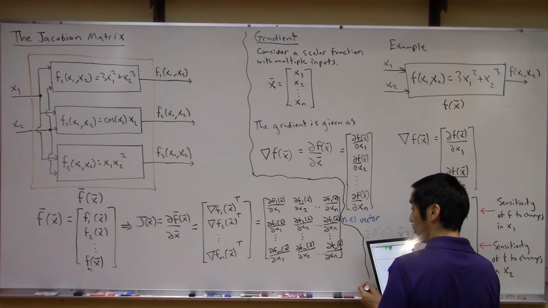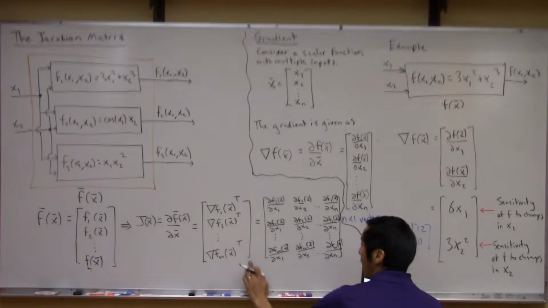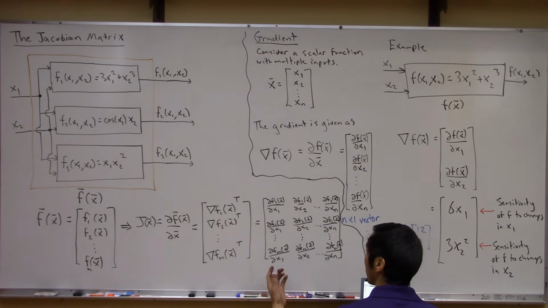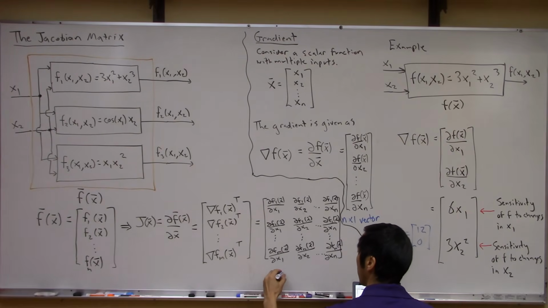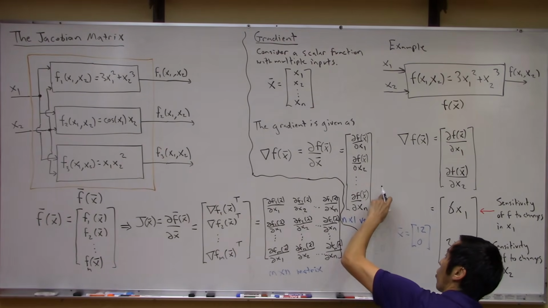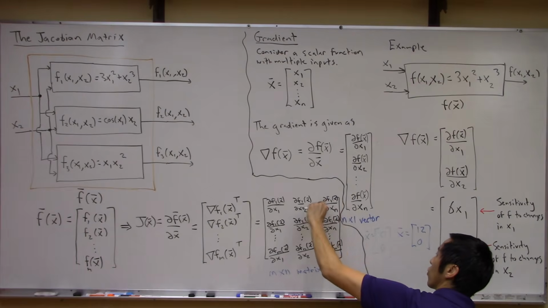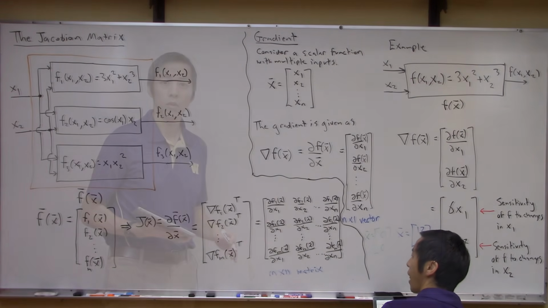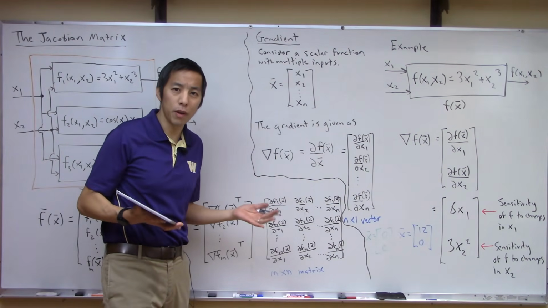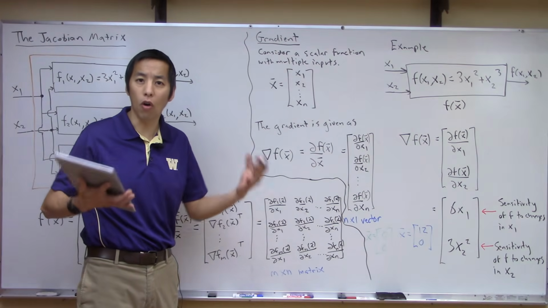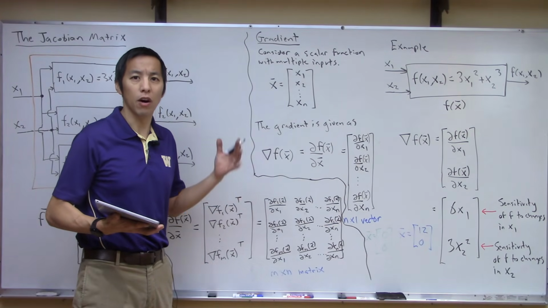There you go. So what we end up with is this entire thing is now an m by n matrix, because it's nothing more than m gradient vectors laid out on their side in row vector format. So that's all the Jacobian matrix is. It's basically a giant matrix of all the mixed partial derivatives of all of these functions.